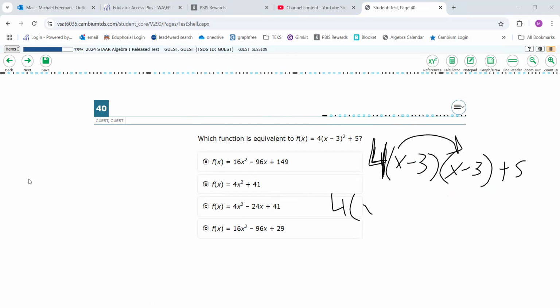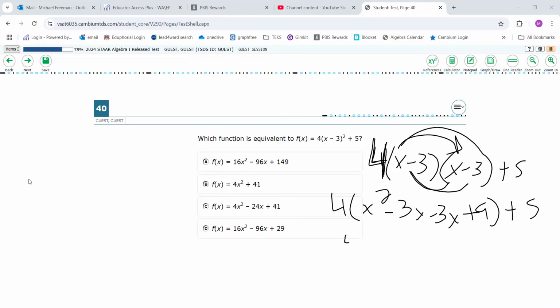So again, my 4 stays on the outside. X times x is x squared. X times negative 3 is negative 3x. Negative 3 times x is negative 3x. And negative 3 times negative 3 is positive 9. So now I got to distribute my 4. 4x squared minus 12x plus 36 plus 5.